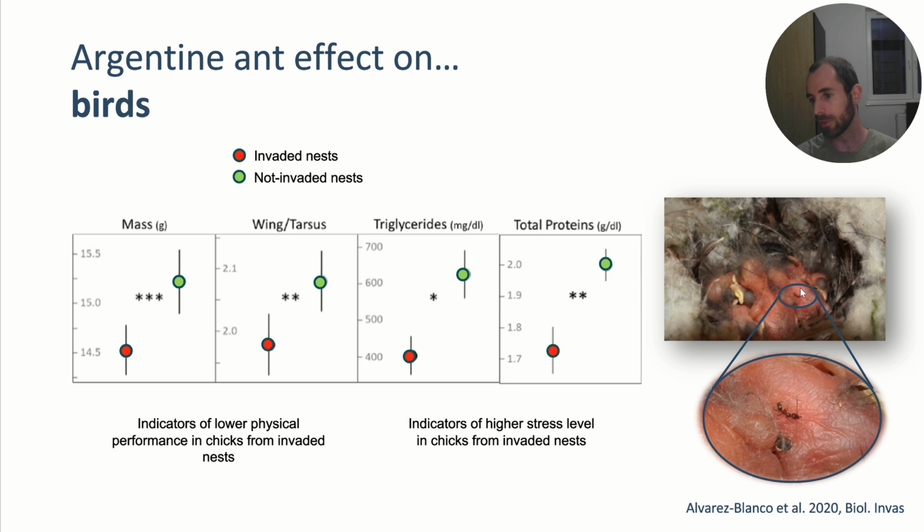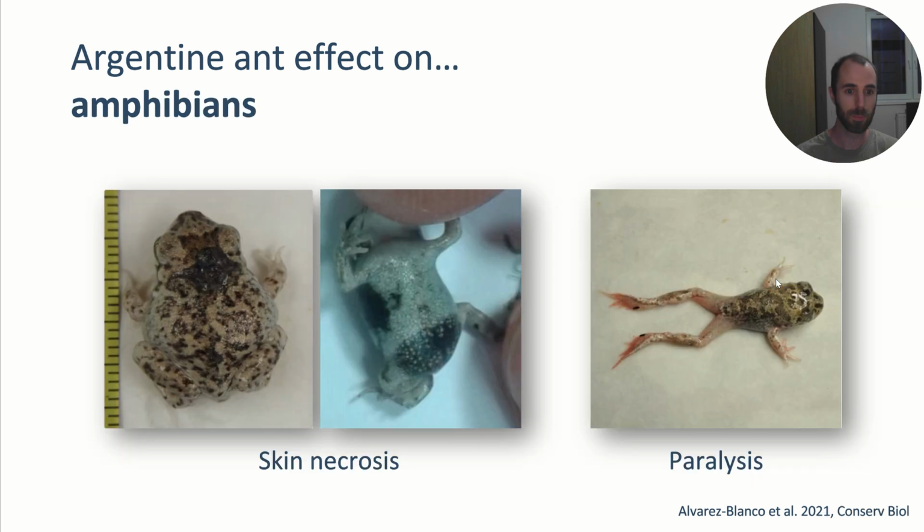And you can see in the photo here that we have a nest with different chicks, and in one of the chicks you can see an Argentine ant biting them, but probably there were many more. And also the Argentine ant has a strong effect on amphibians, because they have a chemical compound that causes skin necrosis on the amphibians, and at some doses can even paralyze them. And for sure, they die and the ants can eat them.